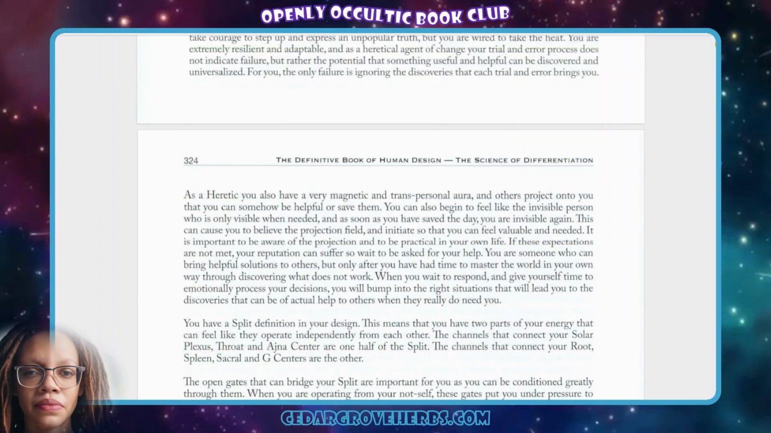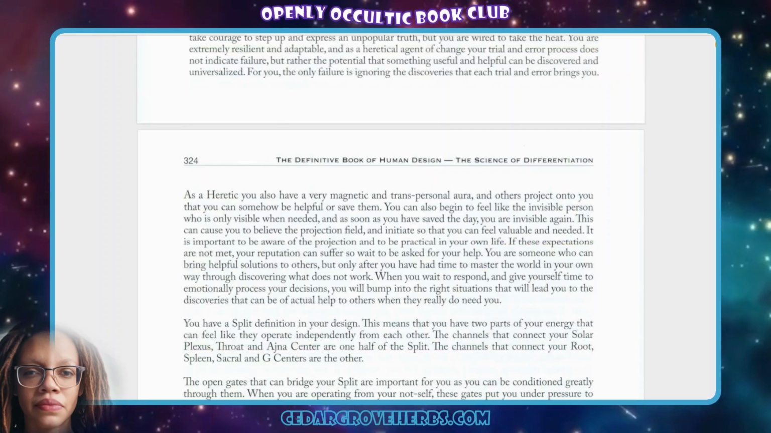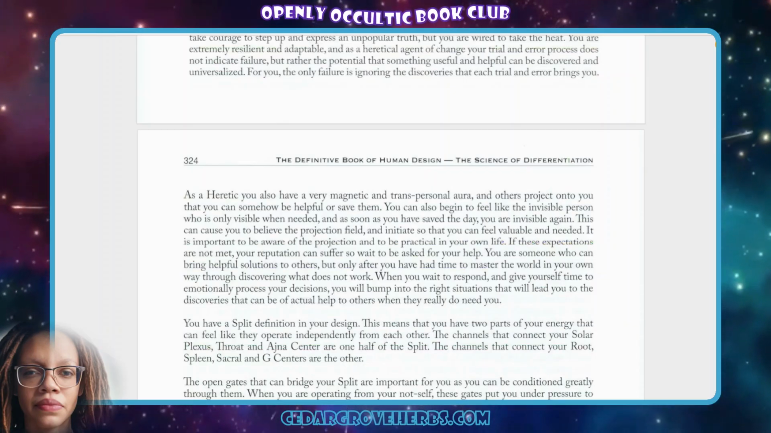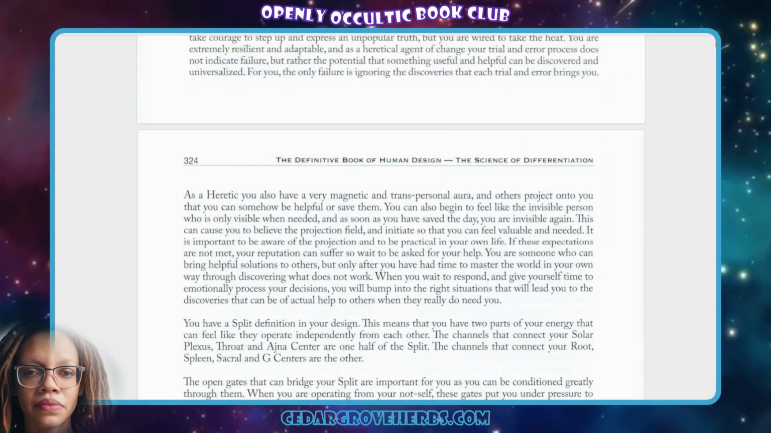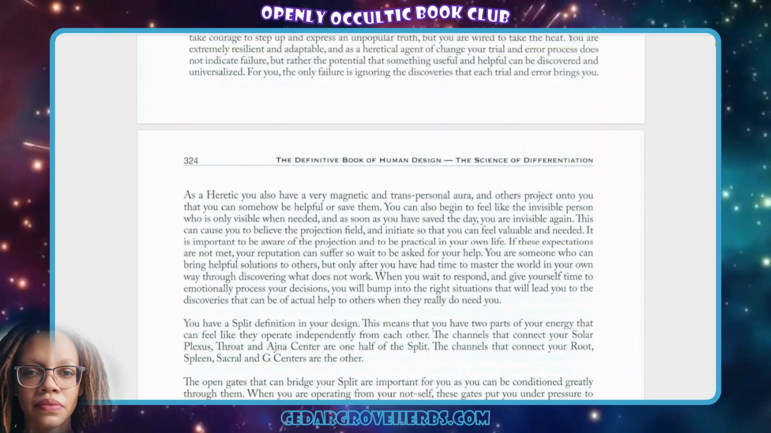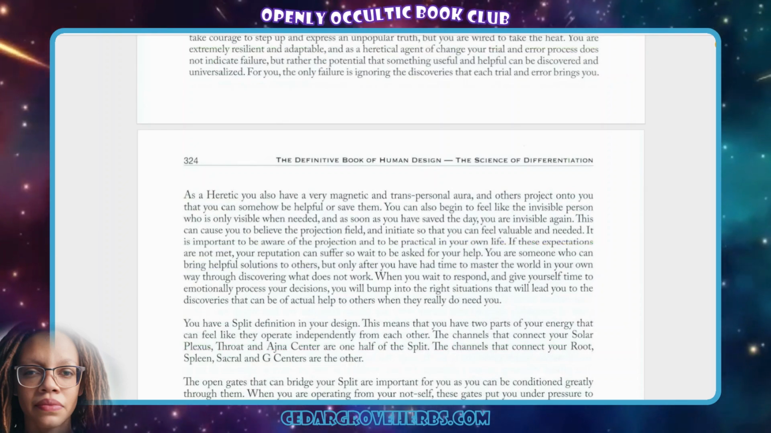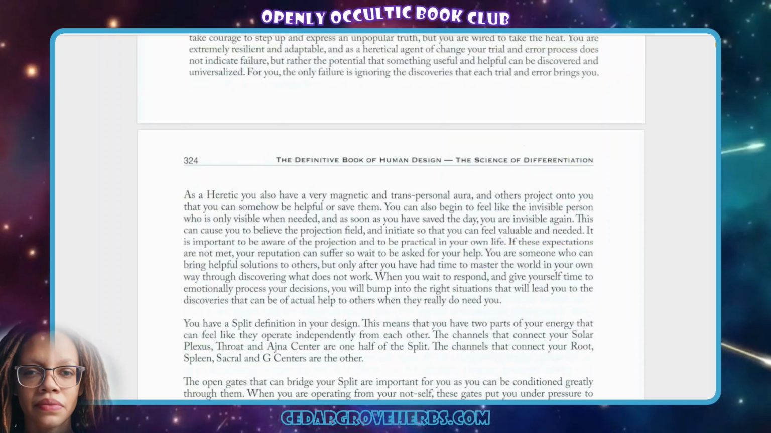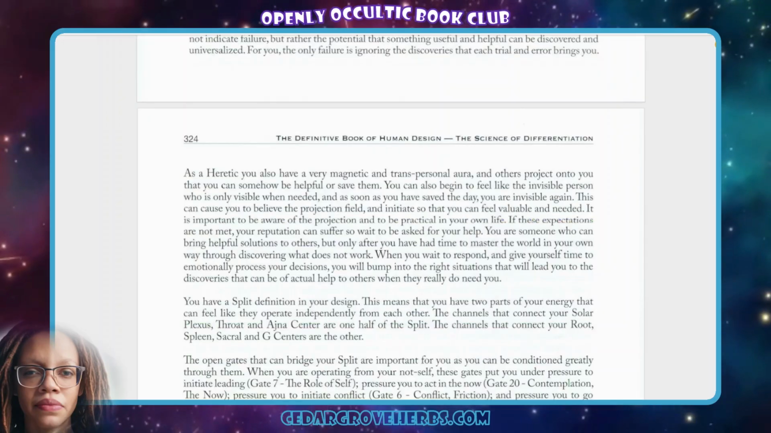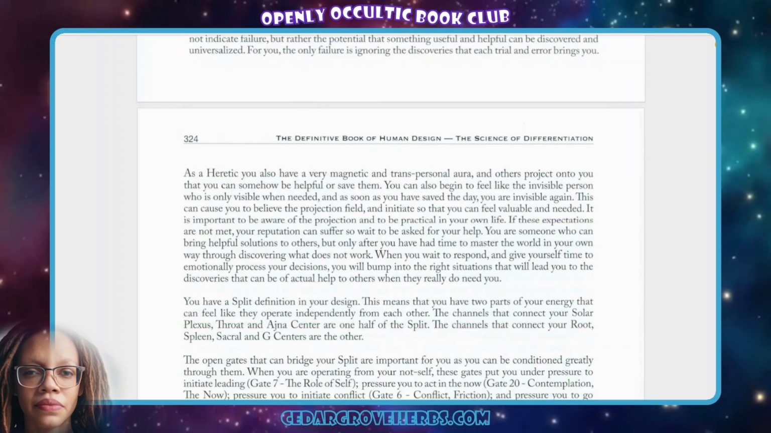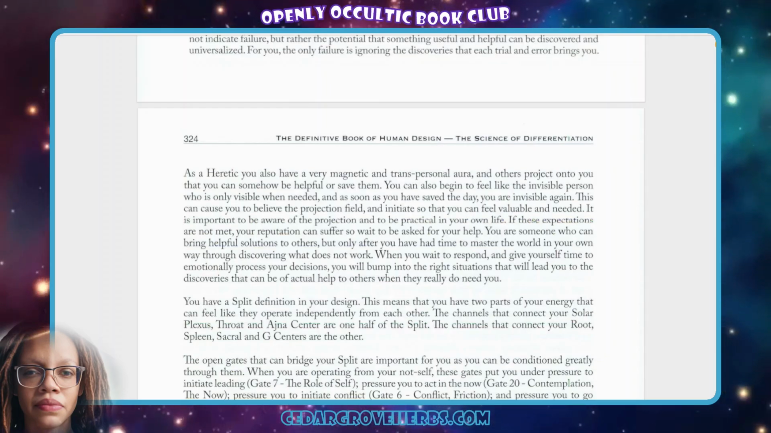But anyway, if these expectations are not met, right? So, first of all, it's important to be aware of the projection and to be practical in your own life, right? You can't just be saving the day all the time. If these expectations are not met, your reputation can suffer as well. So, wait to be asked for your help. You're someone who can bring helpful solutions to others, but only after you've had time to master the world in your own way through discovering what does not work.